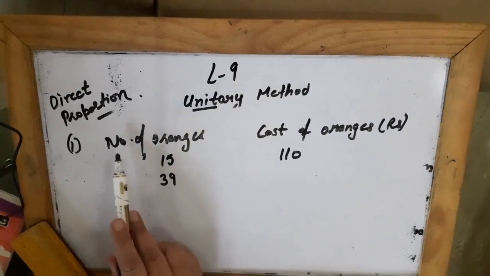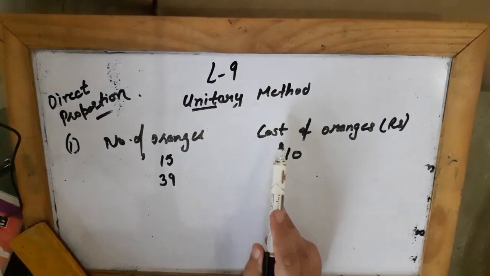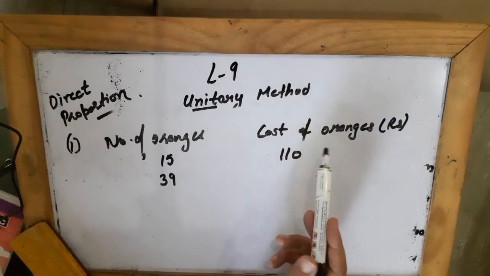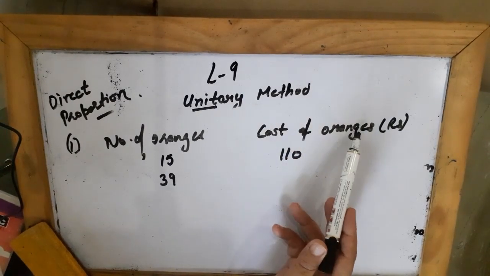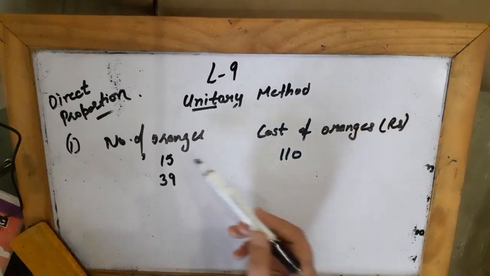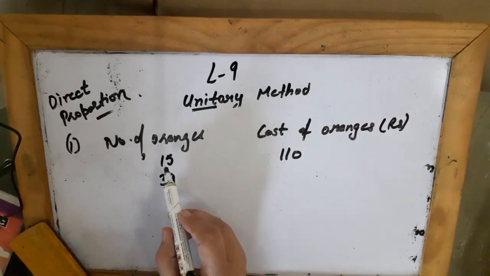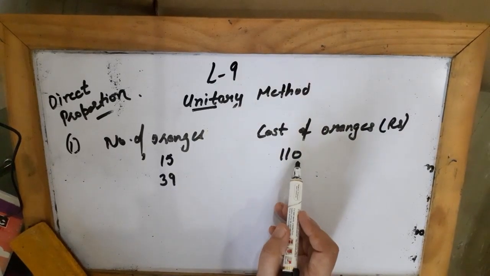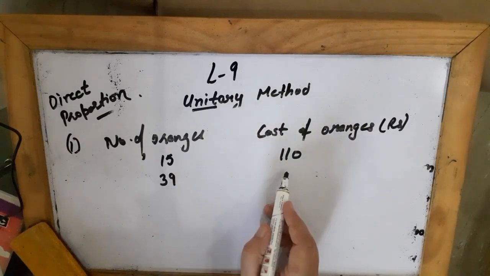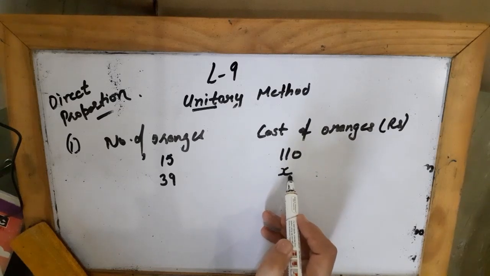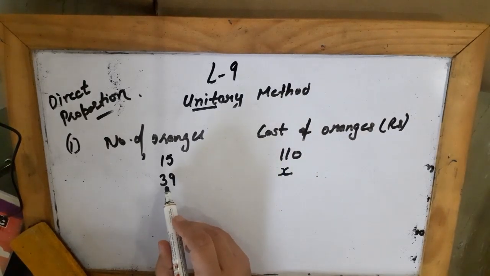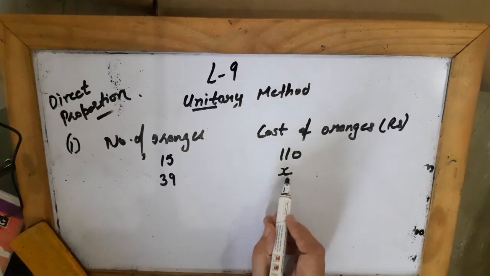So I'll make two columns. First is number of oranges and the next is cost of it. What are the two things given in this? One is the number of oranges and the other is the cost of the oranges in rupees. So I made two columns. In the first they are saying 15 oranges cost 110. So what is the cost? So cost I will put the variable x because I have to find it out. So how much will 39 oranges cost?